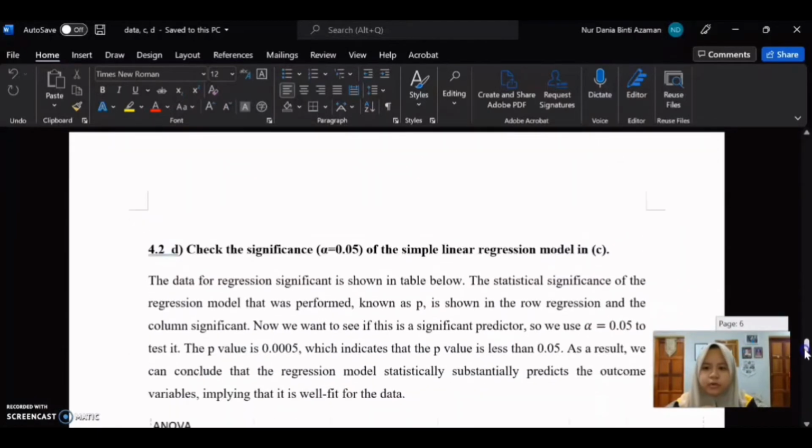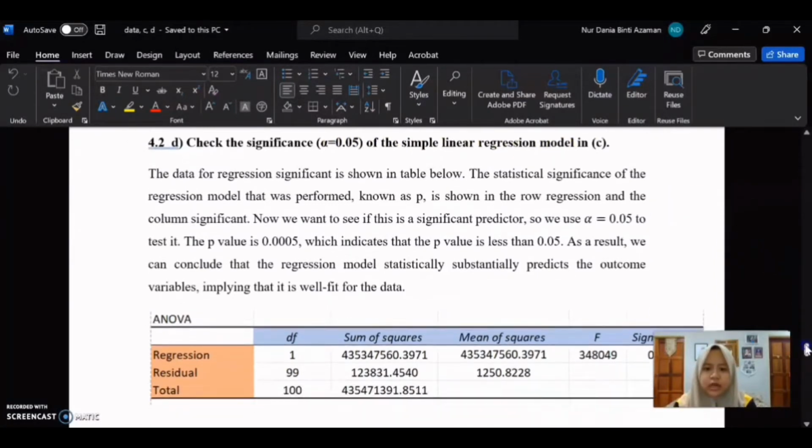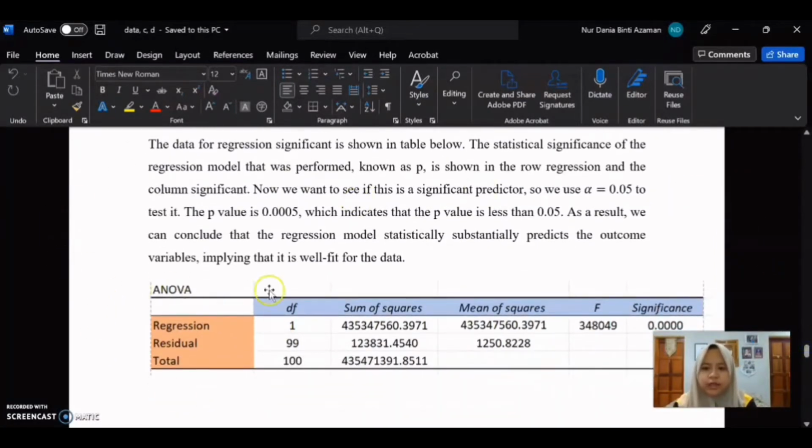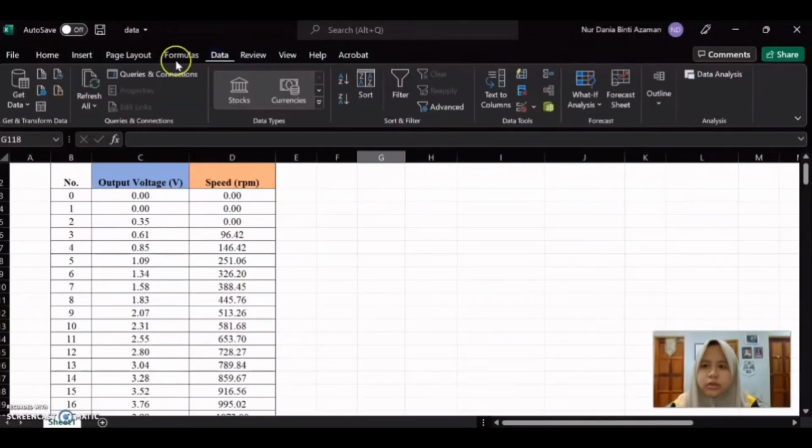Then for question 4.2d, we need to check the significance, alpha equals 0.05, of the simple linear regression model in C. So here is the ANOVA table that I have made in the Excel. So let's move to the Excel. Firstly, this is our data. Then we need to select data and data analysis.